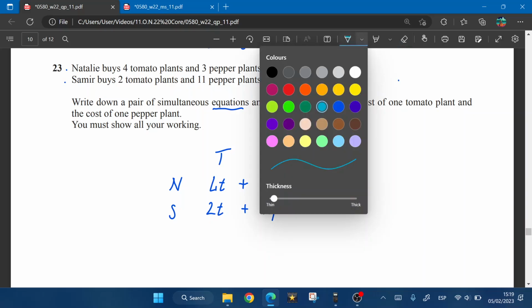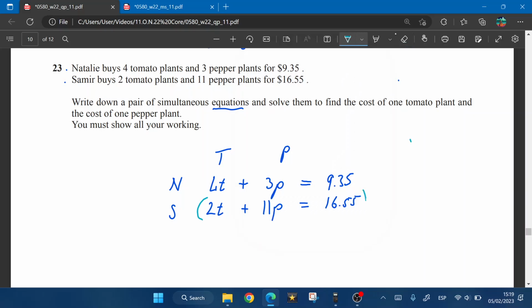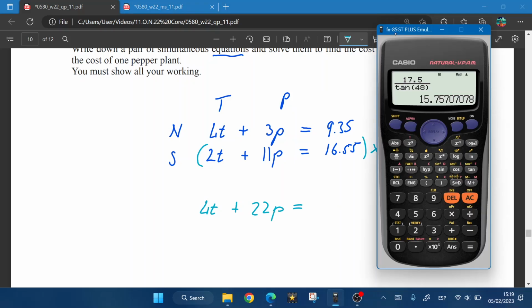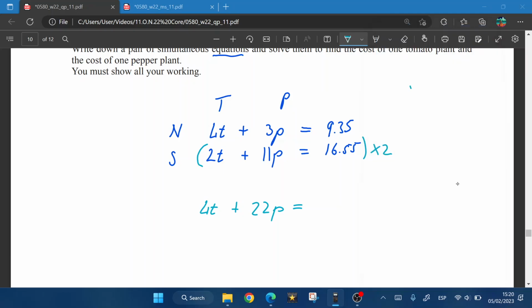So what I'm going to do here is multiply this whole equation by 2. In doing so, we'll change the 2t to a 4t, and then we have the coefficients the same, like I said. Okay, so let's do that. 2t times 2 is 4t. 11p times 2 is 22p. And 16.55 times 2 is 33.10, I think. Yep, 33.10.